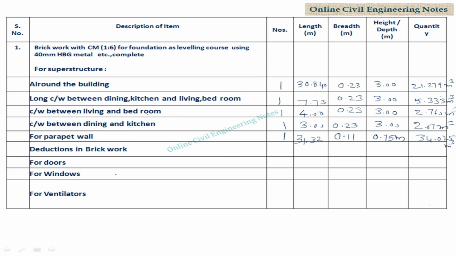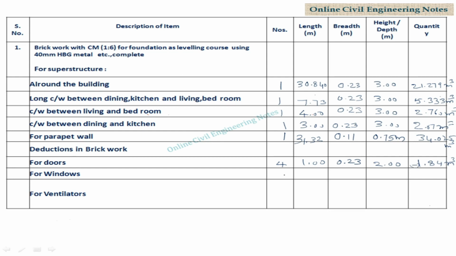We have calculated the overall brickwork, but there are some openings in the building. Those are doors, windows and ventilators. Deduct that doors, windows, ventilators portion from the brick masonry. We have 4 doors. The door size is 1 meter length, 0.23 is the width, and height of the door is 2 meters. The quantity is 1.84 cubic meter. We have to deduct it, so take negative value.